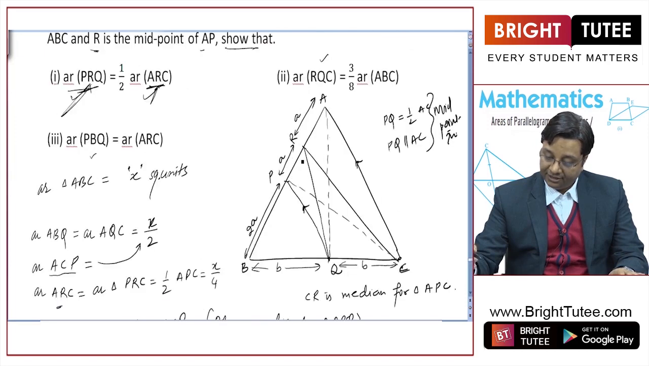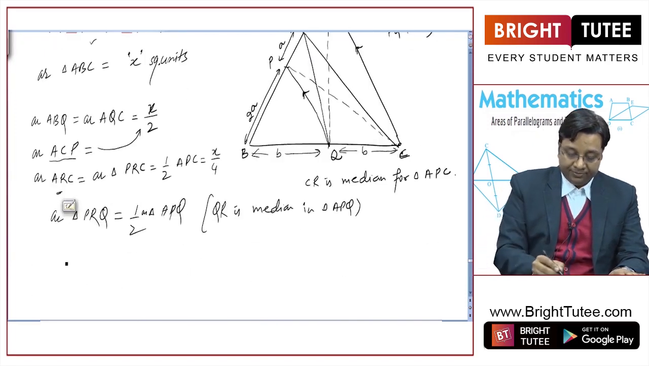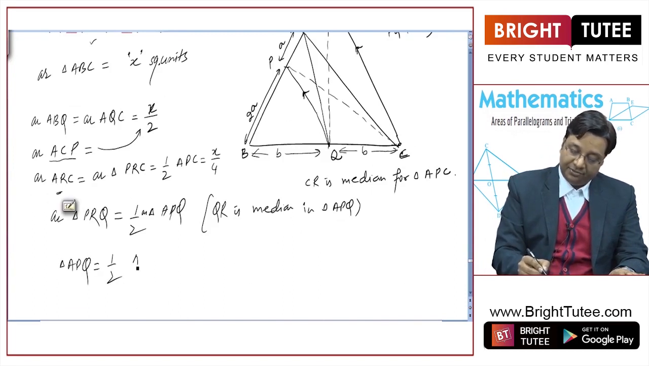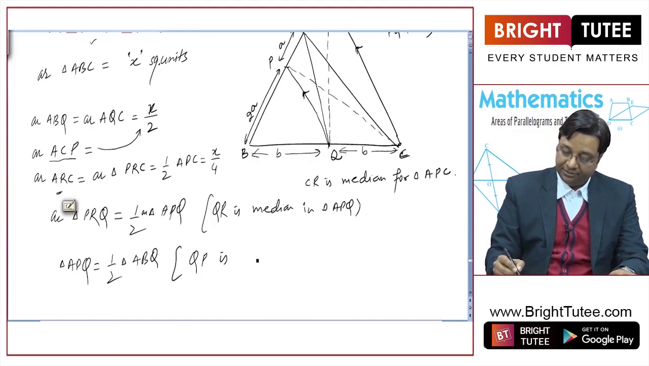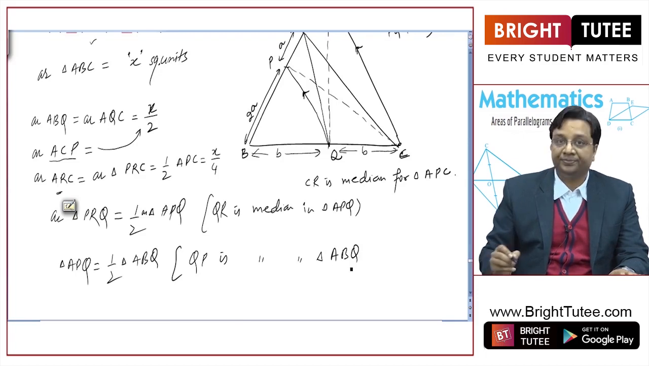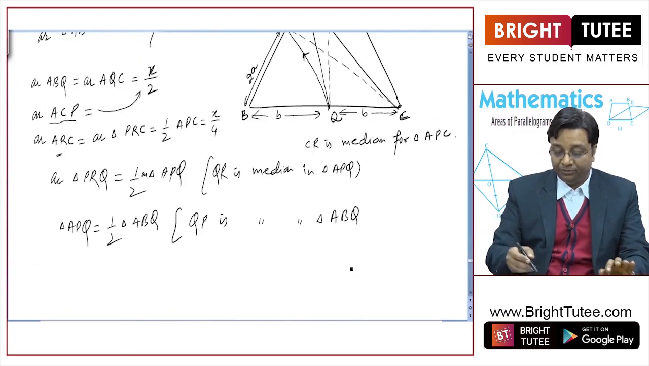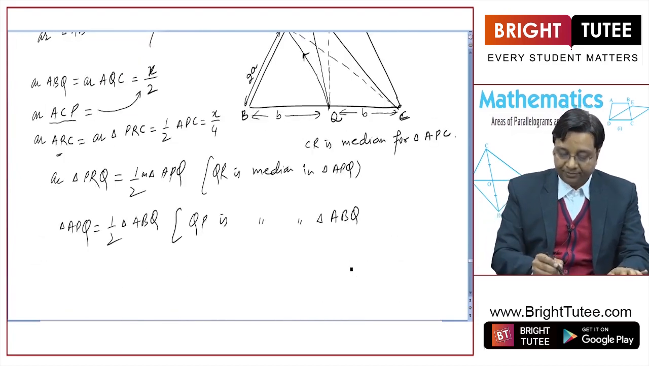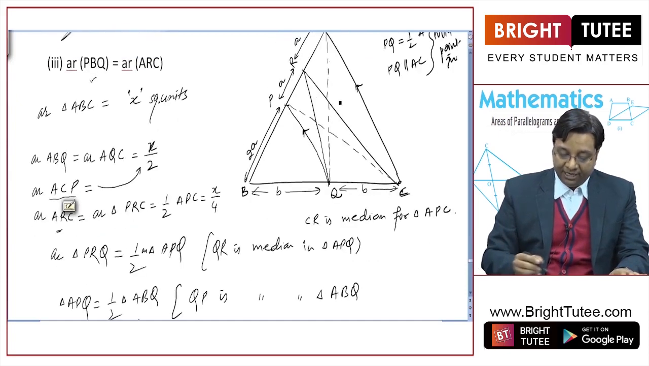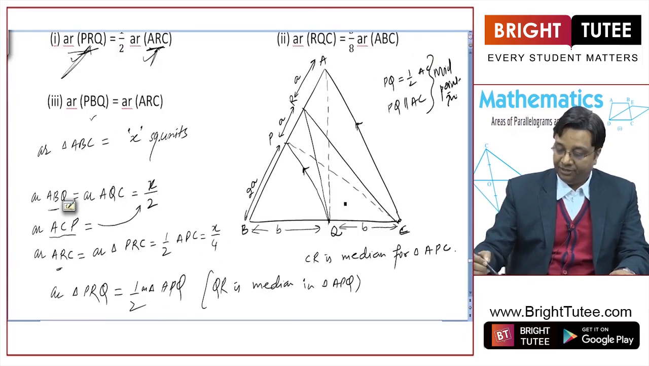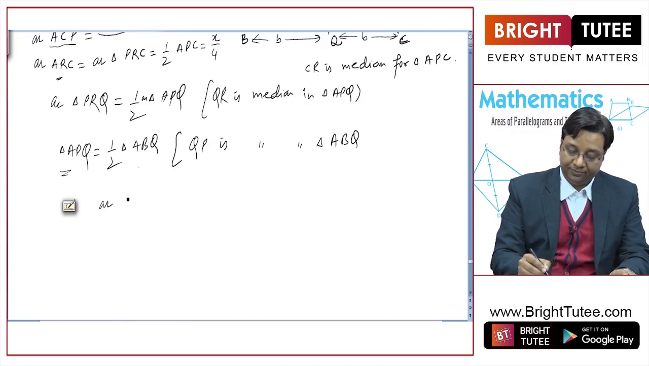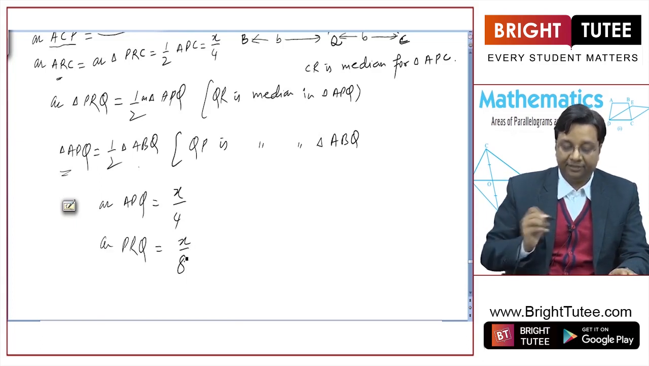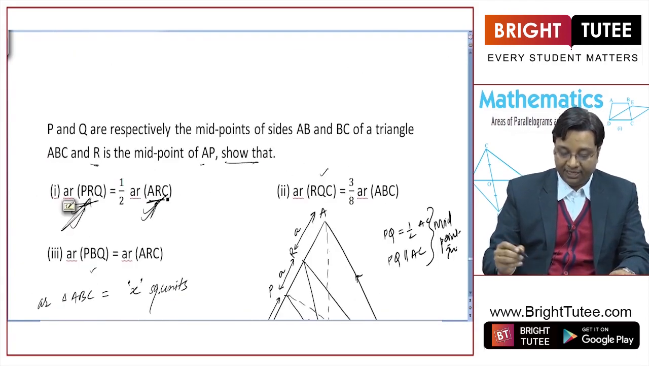Okay? And APQ is half of ABQ. Why is it so? Because QP is median for ABQ. QP is median in triangle ABQ. Right? You need to watch this very, very carefully, because once I am through with this, every part of this question will be solved. So APQ is half of ABQ. And what is ABQ? ABQ is half of the bigger triangle ABC. So ABQ is nothing but X by 2. So APQ is equal to X by 4, and PRQ is X by 8.